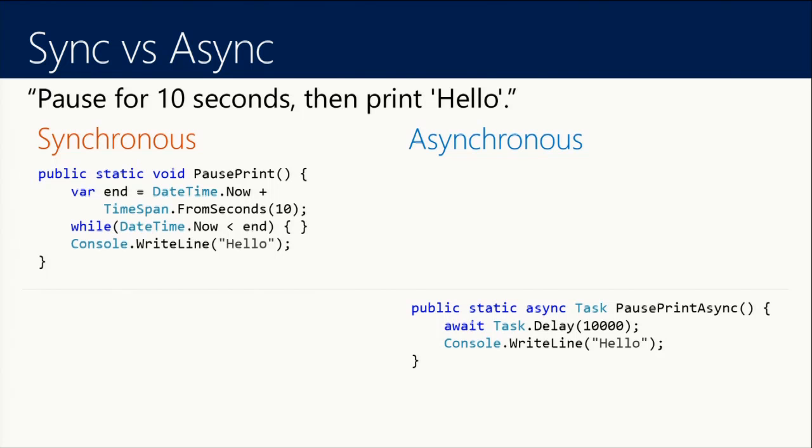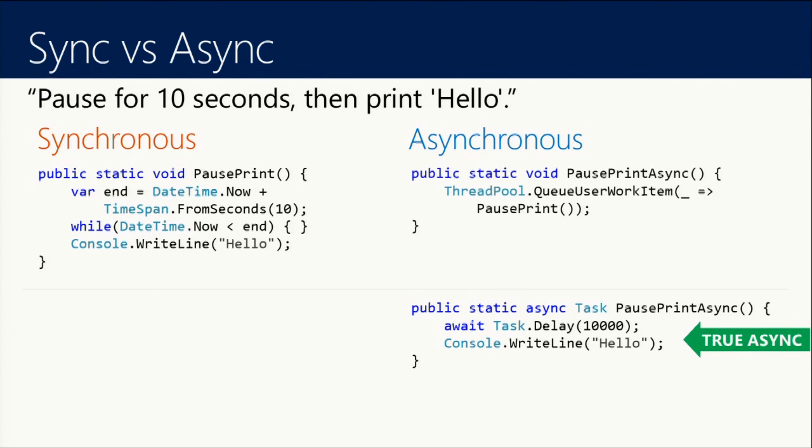Actually, we'd never write it this way, of course. What we'd write is public static async Task, and we can use await. This is almost identical to the code I showed you before under the hood. They're doing just the same things.